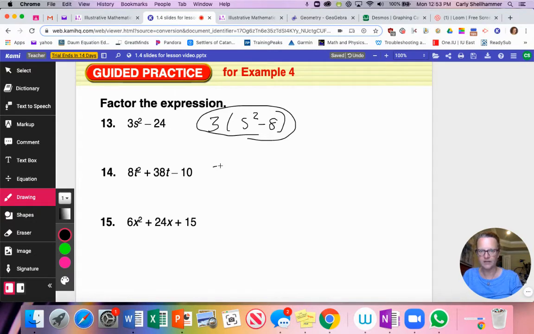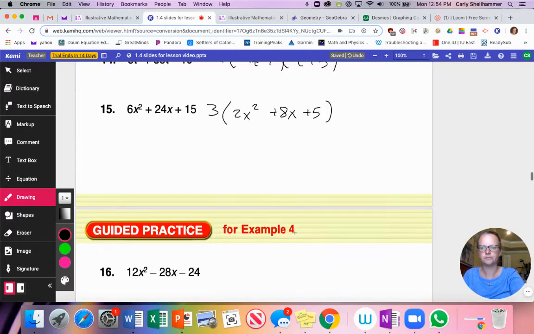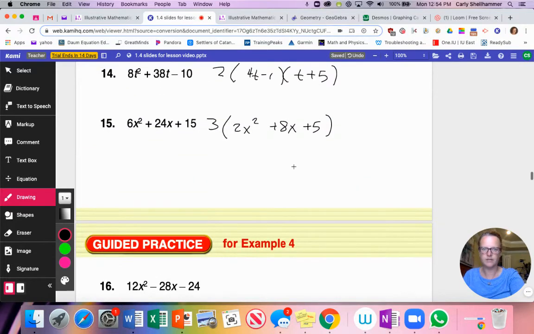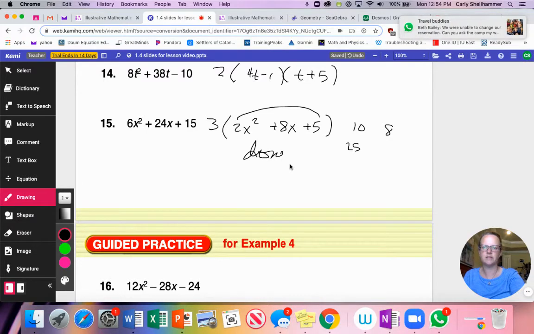Number 14, I can factor out a 2 first. There we go. Number 15, I can factor out a 3 first. Cool. Oh, and then this one isn't factorable any further. So that's a 10. I'm trying to get to 8. 2 times 5, I can't get to 8. So you're done after this.